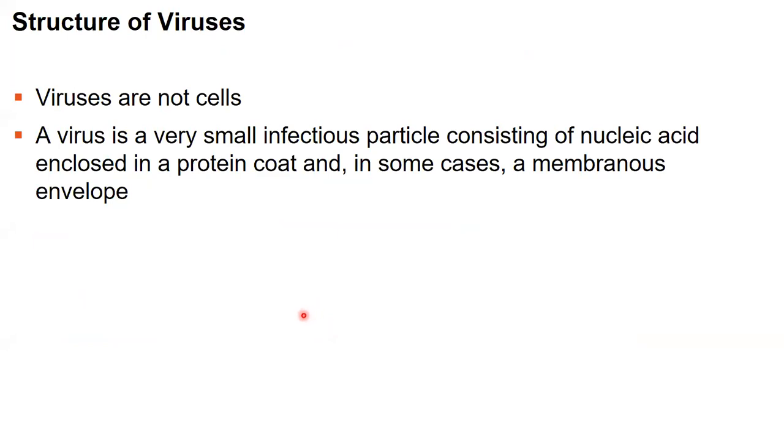In terms of structure, viruses are not considered cells. Simply, viruses consist of nucleic acid. Some viruses are made of RNA. Some are made of DNA. So the genetic material of viruses might be RNA or DNA. Some viruses have single-stranded RNA or double-stranded RNA genetic material. Some viruses might have double-stranded DNA or single-stranded DNA as genetic material.